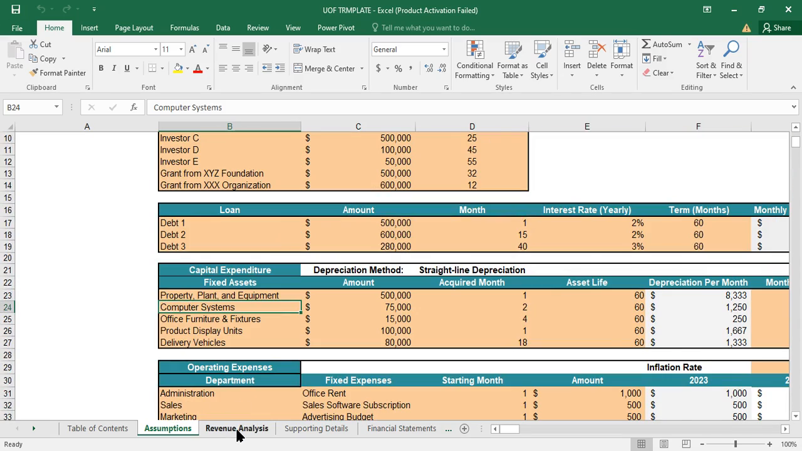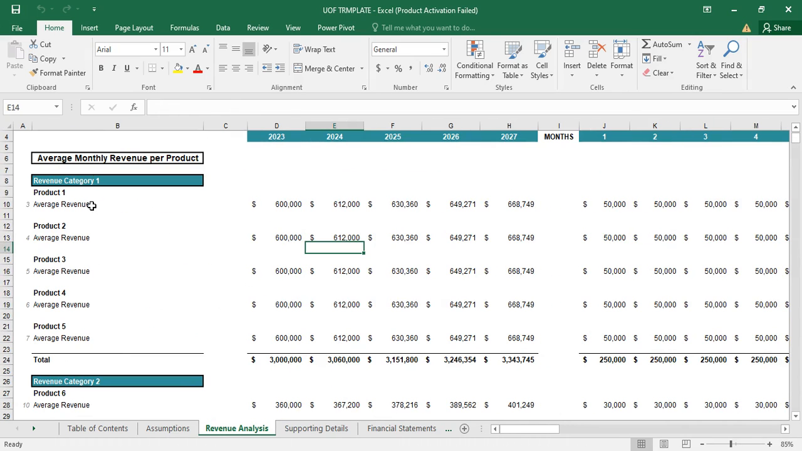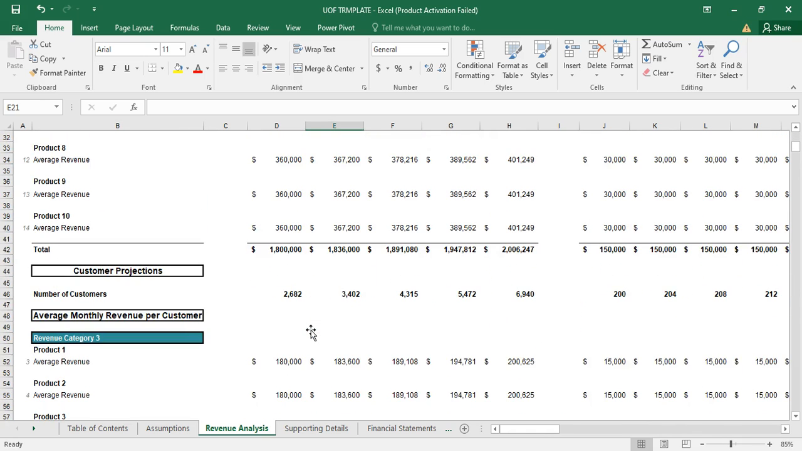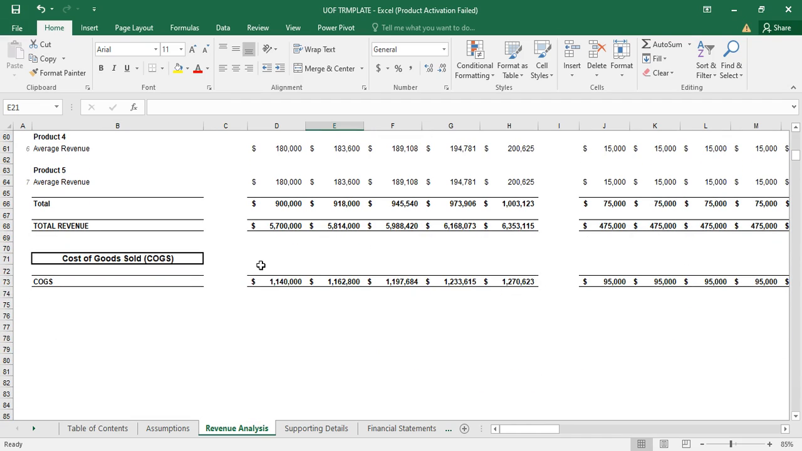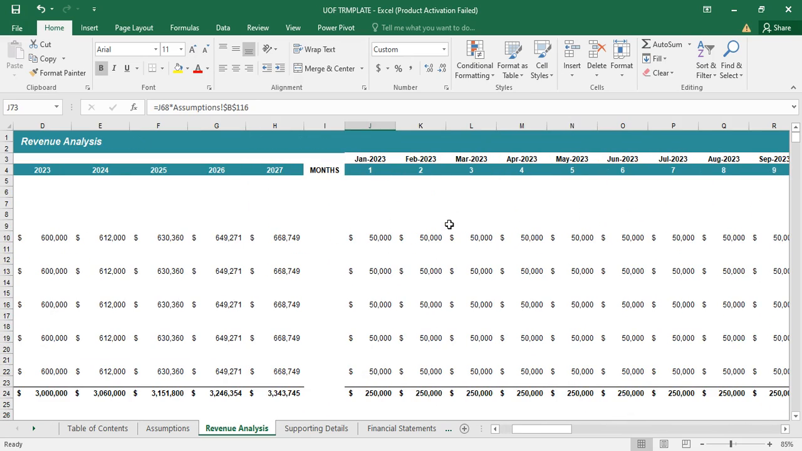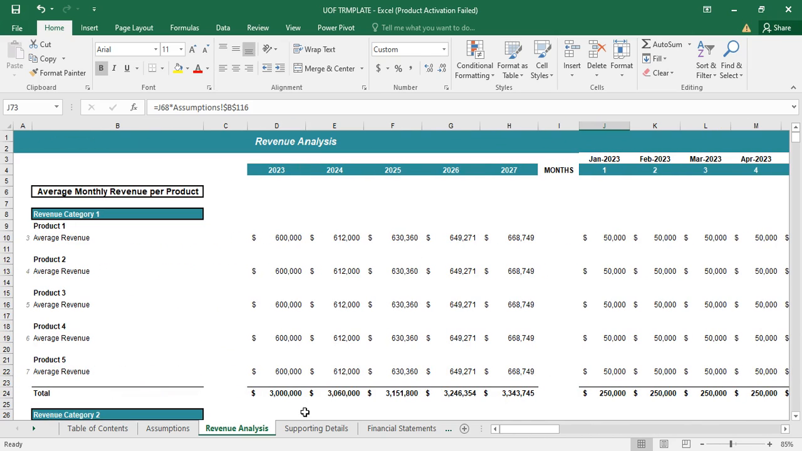Our next sheet is revenue analysis. Here we have calculated the total revenue being generated from each product category for every year and for every month, and then at the end we have calculated a total revenue figure for each year and for each month. Similarly, we have calculated the cost of goods sold for each year and for each month. Please note that this is a 5-year projection model, so the total number of months in this year is 60.